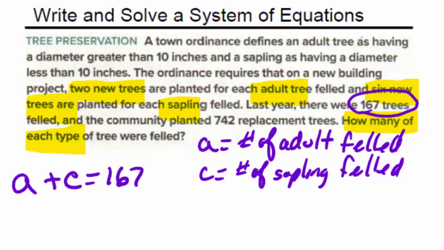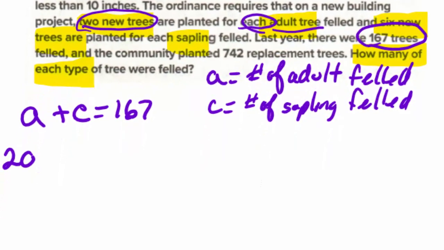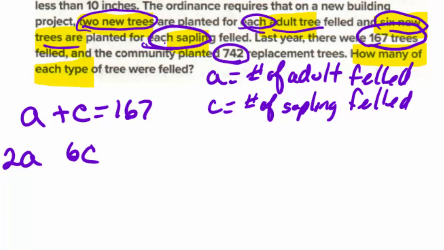The problem is I have 2 variables, which means in order to solve this, I have to come up with another equation having the same A and C in it. Well, that's where we go back into 2 new trees are planted for each, and actually each means multiply, adult. So when they cut down one adult, they have to plant 2 new trees. So that's going to be 2 times the adults. And it says 6 new trees are planted for each sapling. Again, each means times. So we got 6 trees for each child or sapling. And it goes on to tell us that the community planted a total of 742. The total of these two means we have to add them together equals 742. So there's our 2 equations. All we got to do is solve them.